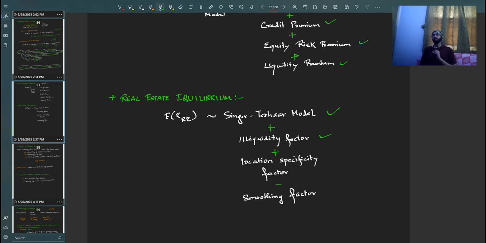The third point is that when you are trying to gauge or predict returns in the future with the help of previous indexes for real estate, you must take into consideration the smoothing factor. As we showed before, there is a smoothing factor or appraisal factor in the charts or in the index values that you see. So you have to take that into account and incorporate it into the Singer-Terhaar model before coming to any kind of conclusion. So these three factors you have to add to an equilibrium model: illiquidity factor, local specificity factor, and smoothing factor.